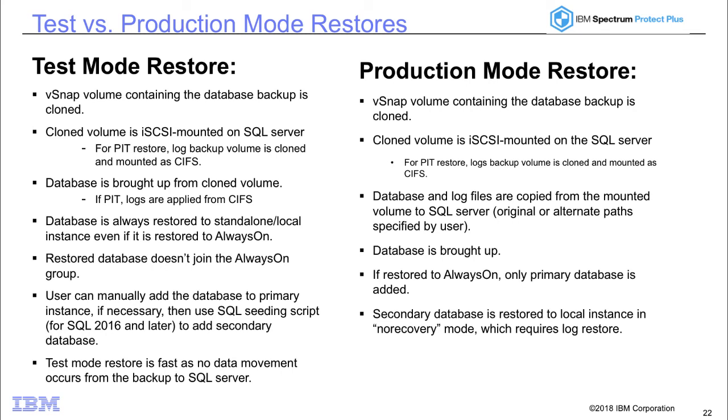So now the difference between test and production mode restores, and again, this very much mimics what goes on with virtual machines. For a test mode restore, the VSnap volume containing the database backup is cloned, and the clone volume is iSCSI mounted on the SQL Server. The database is brought up from the clone volume.